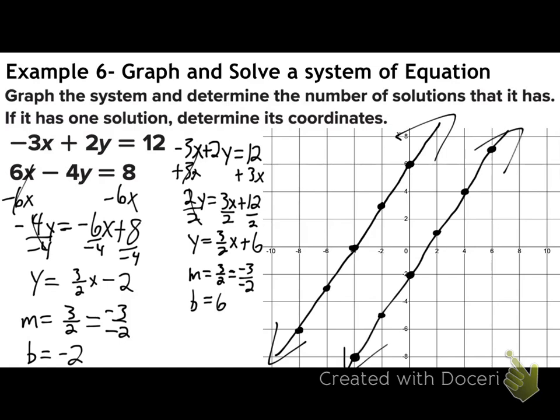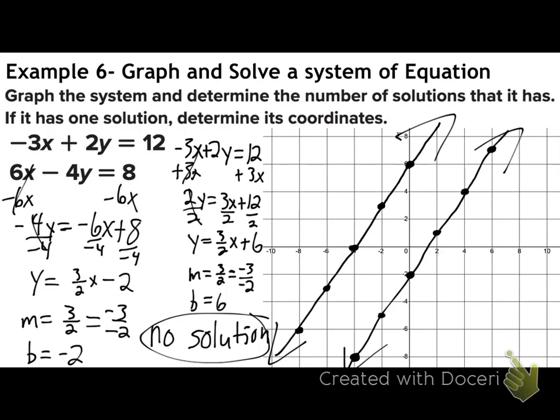There's my second equation. What do you notice about these two graphs, or these two lines? Parallel. They're never going to intersect. I knew that beforehand because they have the same slopes and they have different y-intercepts. So since these are parallel lines, how many solutions do we have? No solution. That's all I got to write.